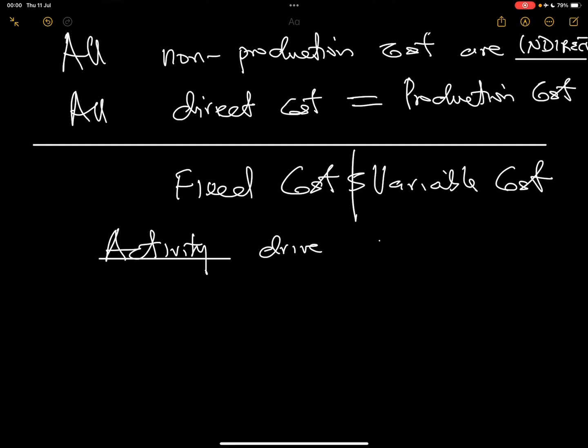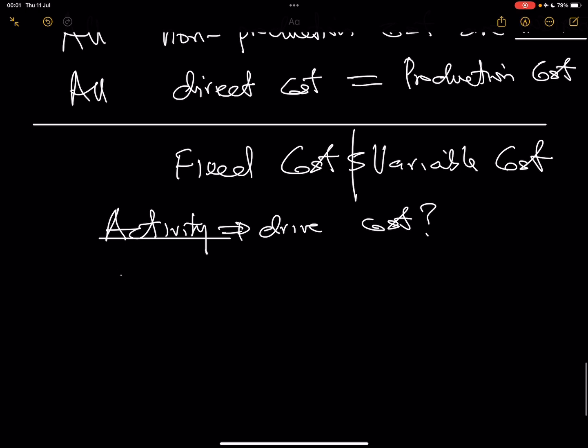cost? How does this drive cost? What I'm saying is, activity means level of production. Just to break it down.